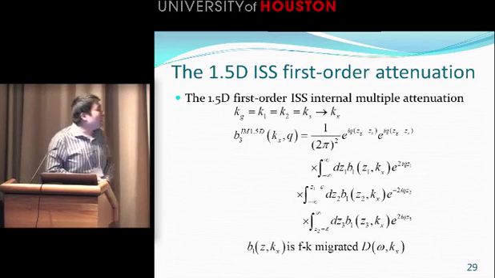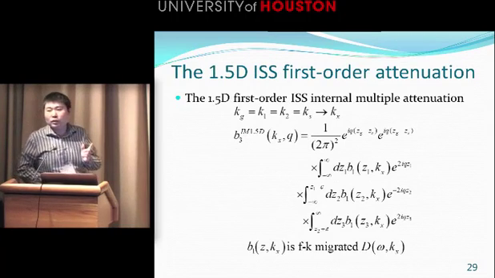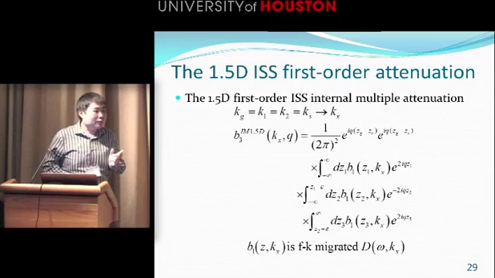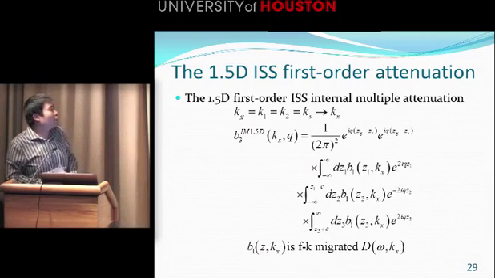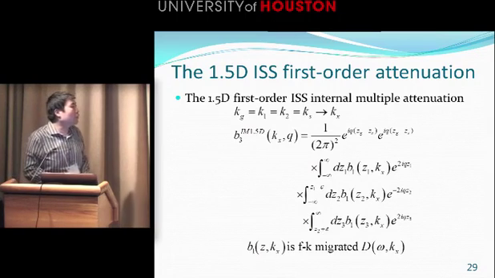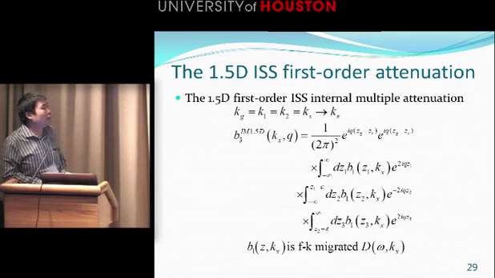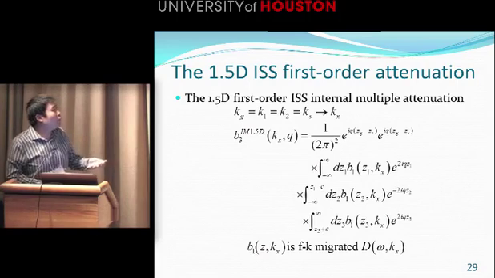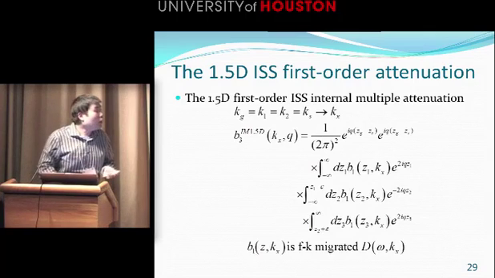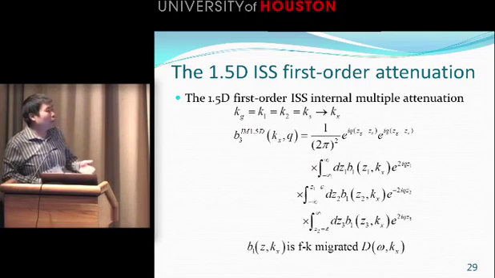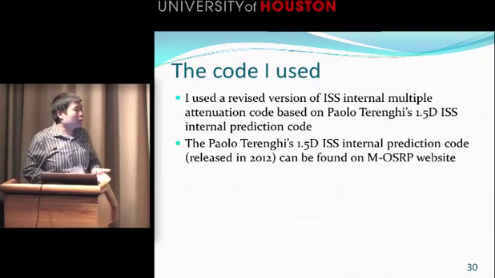So like I said, because we have three B1 terms, we have three Dirac delta functions. After the integral, we will have Kg equals K1 equals K2 equals Kf. So we use one letter to represent that. We just use Kf because they are all equal. Here is the 1.5D first order ISS internal multiple attenuator, and we just use that formula to do the prediction.